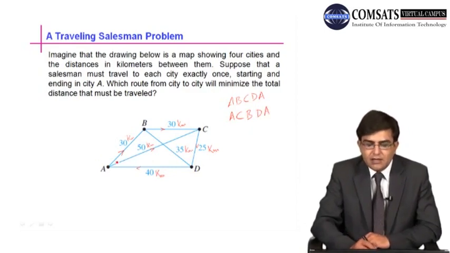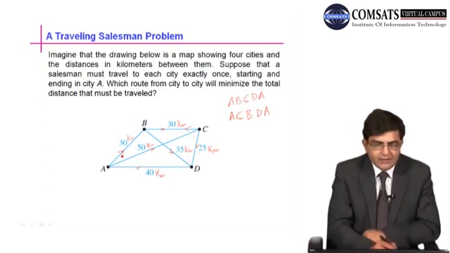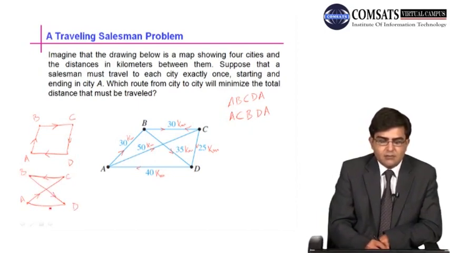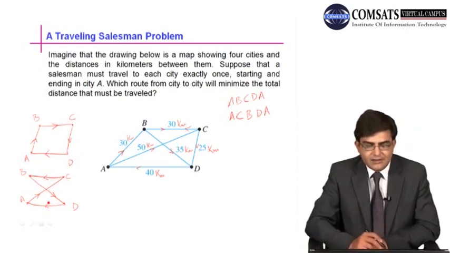He can use this path also: A, C, then B, then D, and then A. In the first case, he uses A to B, B to C, C to D, and D to A. In the second case, he uses A to C, C to B, B to D, and D to A. So he uses all the vertices exactly once, and the edges also.